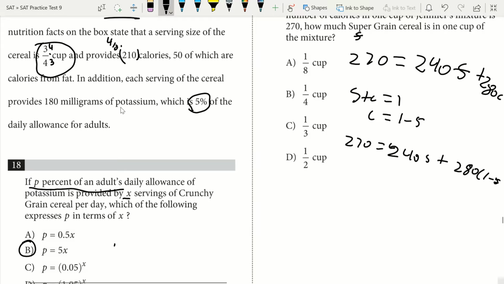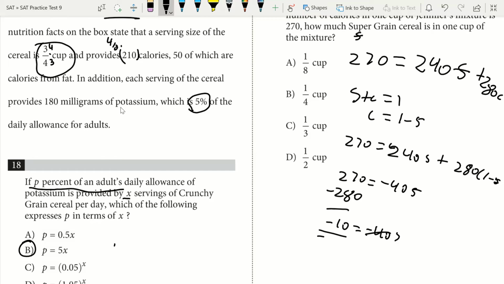All right, so when I do that, I get 270 on this side still, equals 240S, but then I also have that minus 280S. So that minus 280S is going to end up giving me that minus 40S, right? Because 240S minus 280S gives me minus 40S. I have plus 280 times 1, so that's just plus 280. I'm going to subtract that from each side, and now I get negative 10 equals negative 40S. I divide each side by negative 40. Negative 10 over negative 40 is equal to 1/4 is S. So my answer is going to be B.